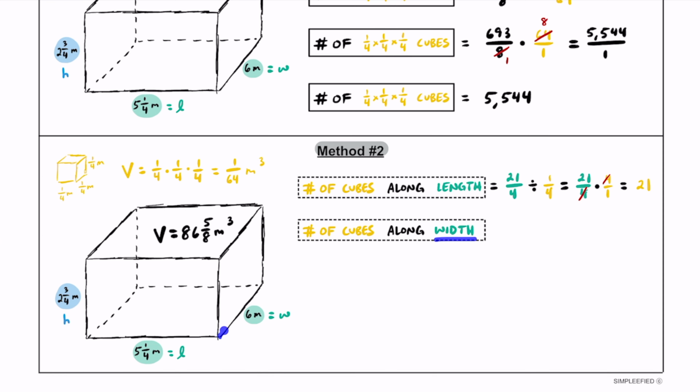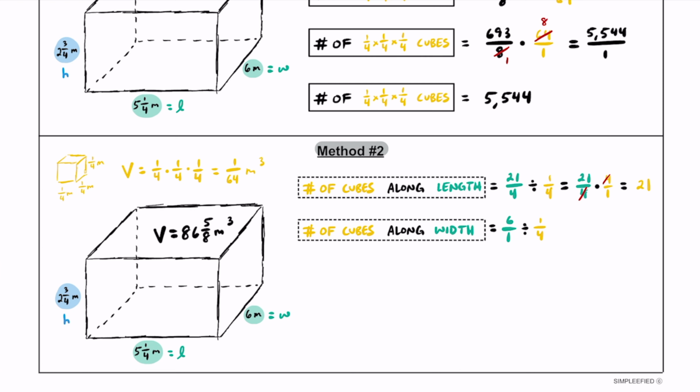The width is going to be this measurement that's 6 meters long. So we want to see how many of these cubes that are 1/4 meters in terms of their width would stack across this side length that is 6. So rewriting 6 as a fraction, that's going to be 6/1. To see how many of these quarters are going to fit inside of it, let's divide it by 1/4.